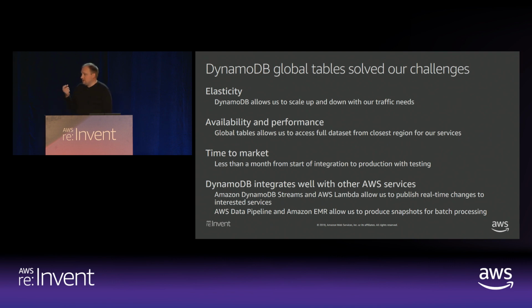And as a bonus, DynamoDB Global Tables is just normal DynamoDB. So you can leverage every AWS service that you are used to, such as DynamoDB Streams and Lambda, which allows us to publish the real-time changes, or AWS Data Pipeline and Elastic MapReduce, which allows us to produce the batch snapshots. And this all works as you would expect from normal DynamoDB tables.